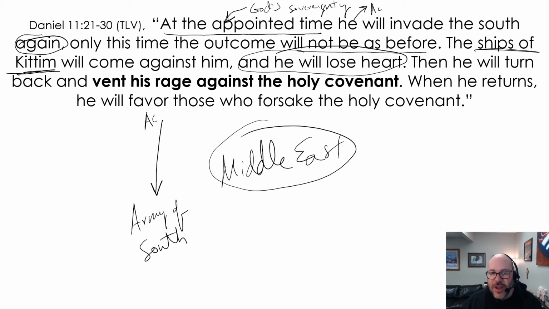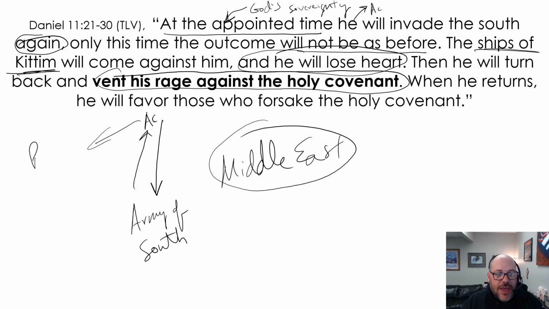The Antichrist is not going to win every battle, and in this particular case, he is going to have opposition, and he is not going to win like he did before. He's going to lose heart. He's going to turn back, and when he turns back, he will vent his rage against the Holy Covenant. So now, when the Antichrist has to retreat back into the north, he is going to set up a rage against the Holy Covenant, so he will rage against Israel.